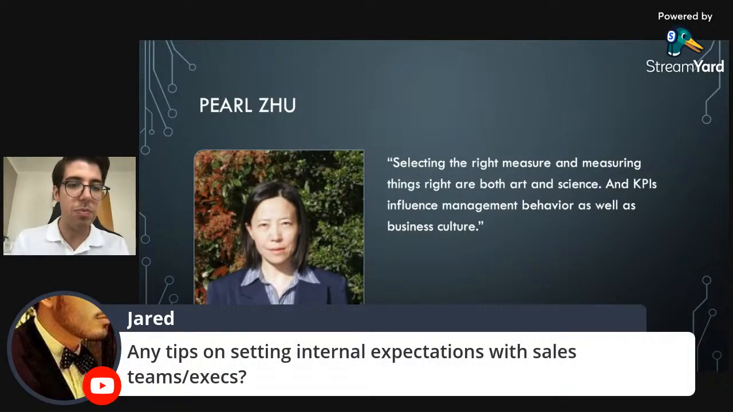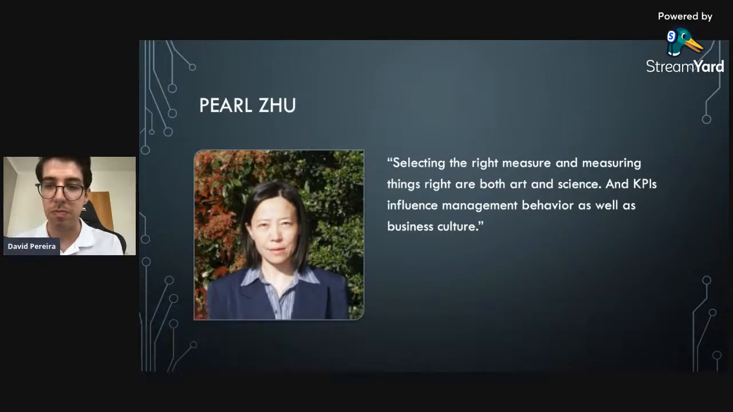Here, there's one. Any tips on setting internal expectations with sales team executives? This is always something interesting. To set internal expectations, we need to define what the goal is, where we want to be, and then align on how we prioritize. Generally, a sales team tries to promise things to people without alignment, and then the team is pushed to deliver. And executives try to command and control, defining features to deliver. And I think it's about the direction and alignment with that. Product vision helps a lot with this. If we have a product vision that people can follow, then it becomes easier to have expectations managed.